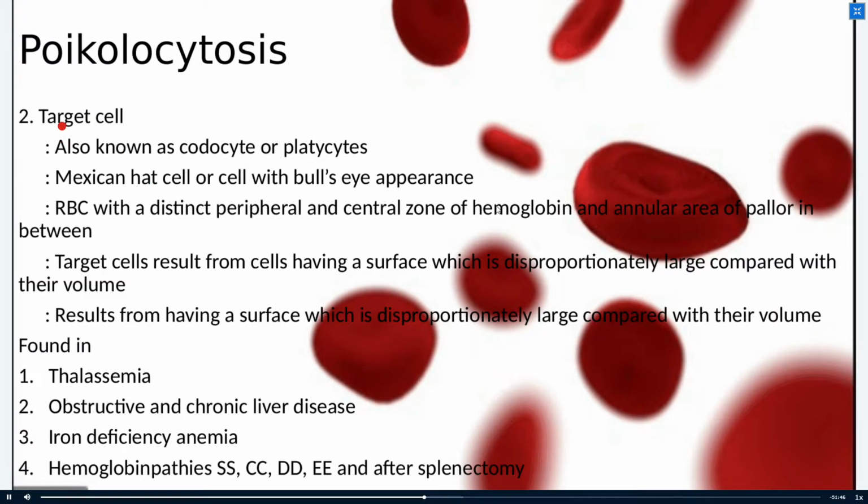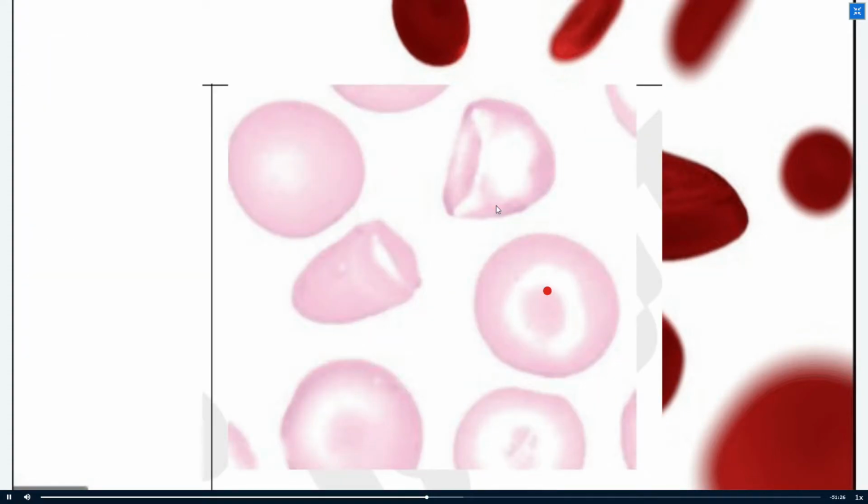Another one would be your target cell. Class, your target cells are also known as codocytes or leptocytes. They would appear as a Mexican hat cell or cell with bull's-eye appearance. Parang ganito sila.